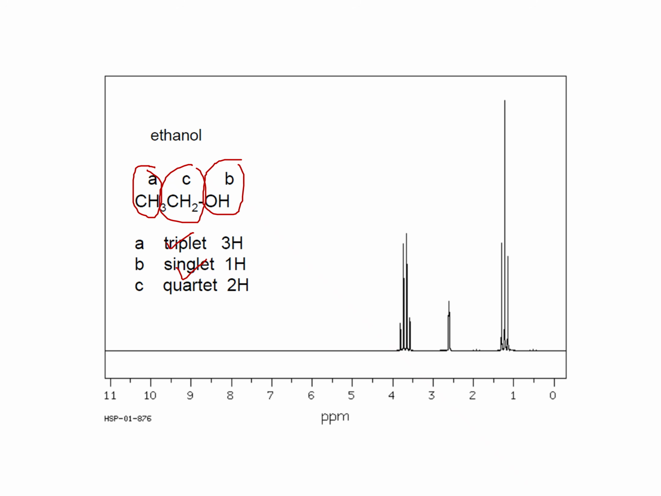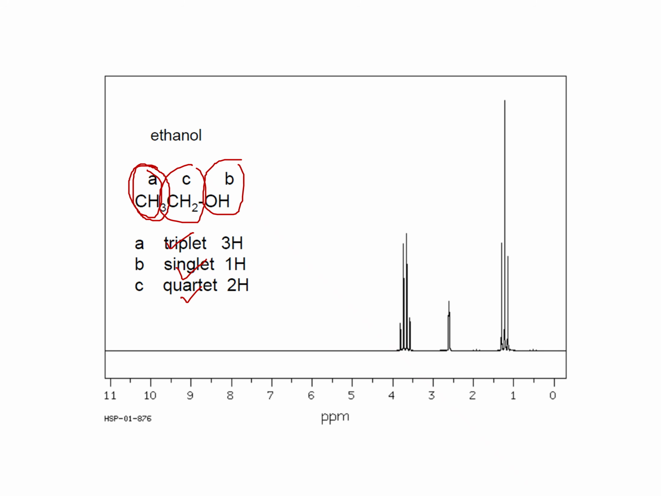But look at C. For C, how much nearby hydrogen does it have? It only has 3 nearby hydrogen. So 3 plus 1 is equal to 4, that means quartet. So why didn't we take the hydroxyl hydrogen into consideration? Because it is attaching with the oxygen. Okay, so look at there also.